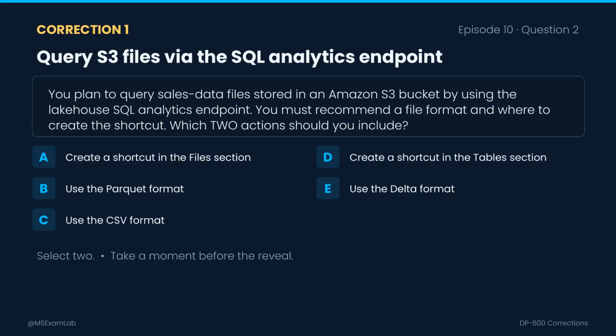Option A, create a shortcut in the Files section. B, use the Parquet format. C, use the CSV format. D, create a shortcut in the Tables section. And E, use the Delta format. It's a select 2 question. Pause here if you want to think it through, and then we'll reveal it.